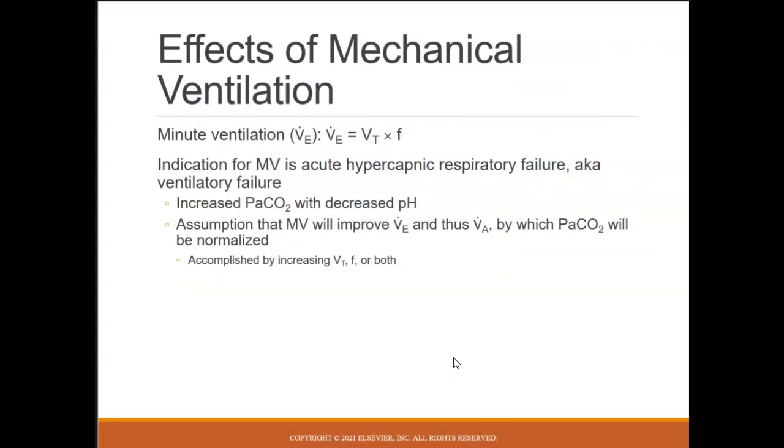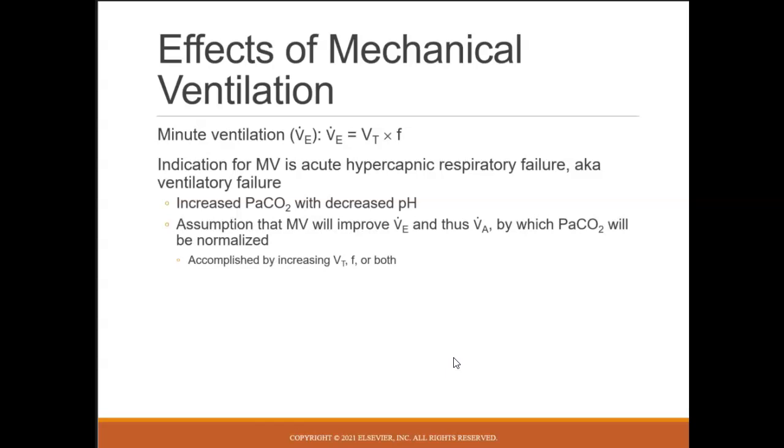Some other things to understand about mechanical ventilation is minute ventilation. We've discussed minute ventilation a bunch. Minute ventilation is your tidal volume times your frequency, or your respiratory rate. This minute ventilation is what's going to help us remove the CO2 from our lungs. So when you have hypercapnic respiratory failure, your CO2 is going to be high, which is going to cause your pH to be low.